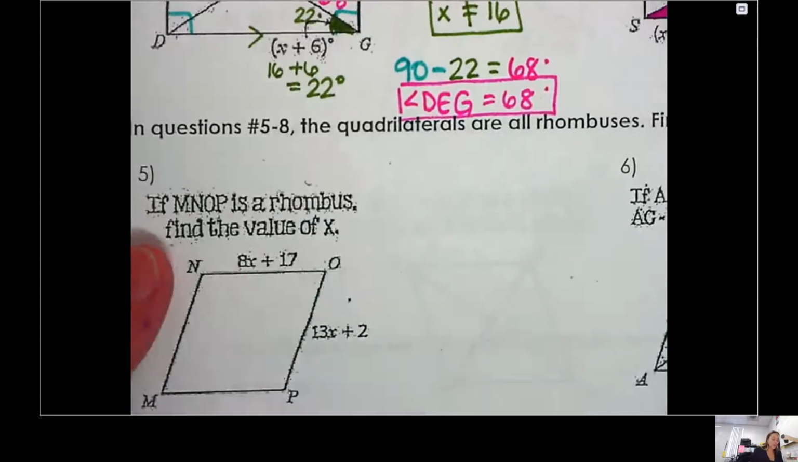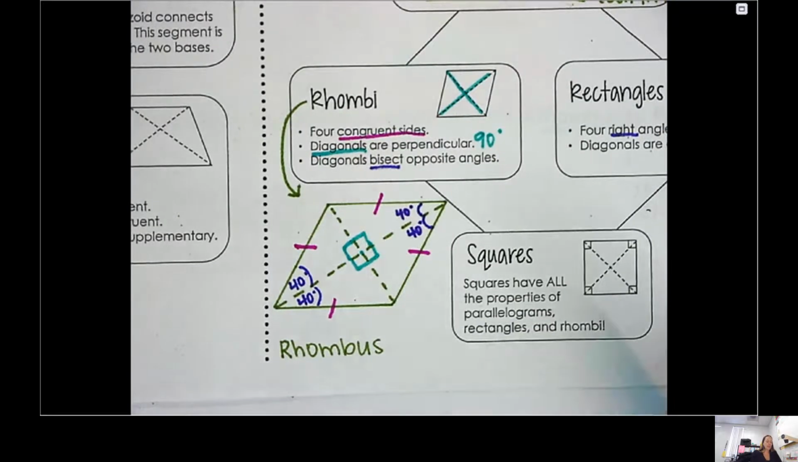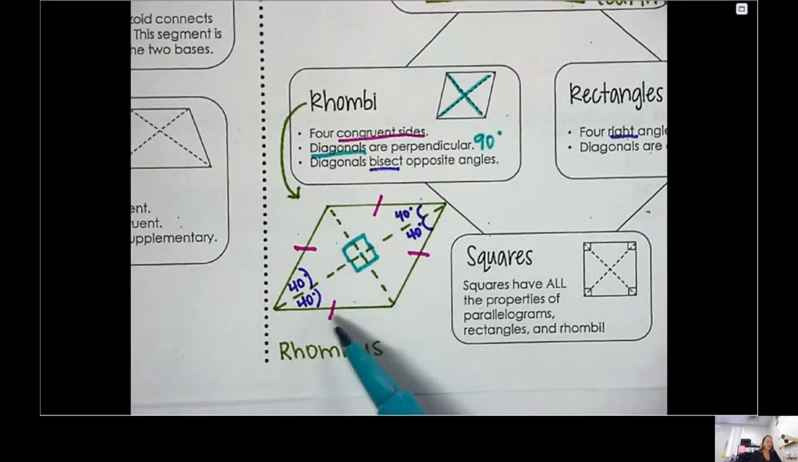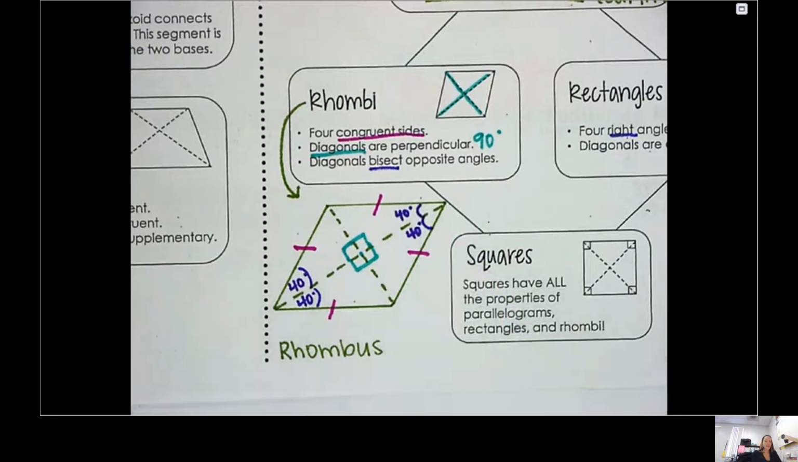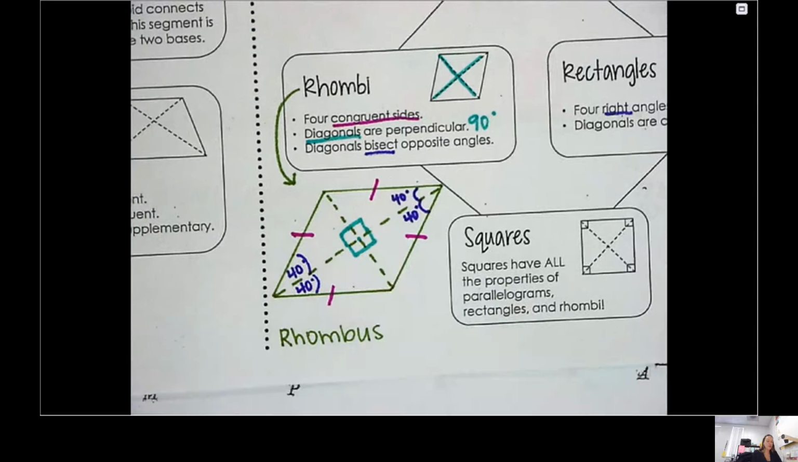Next four are all about the rhombus. So I'm going to come back to my little cheat sheet here. I remember that in a rhombus, my four sides are congruent. I also remember that my angles are bisected or cut in half. And I also know that in the interior, all of my angles should be 90 degrees each. They make some perpendicular angles there with my diagonals.